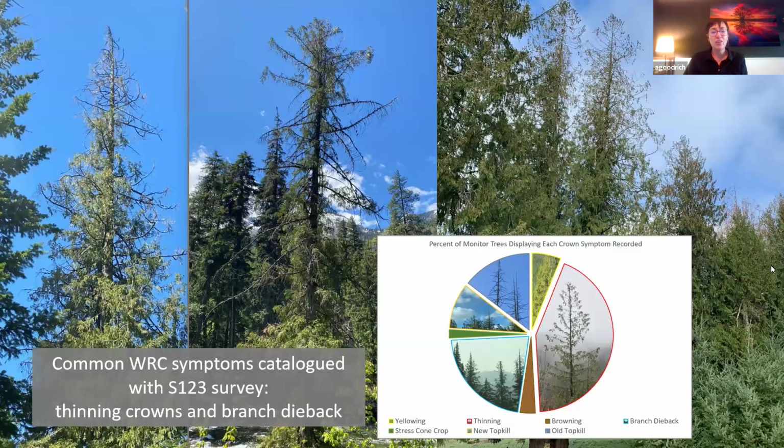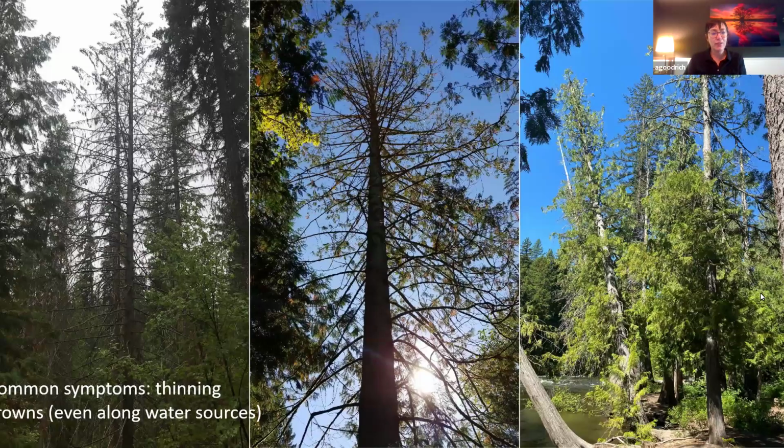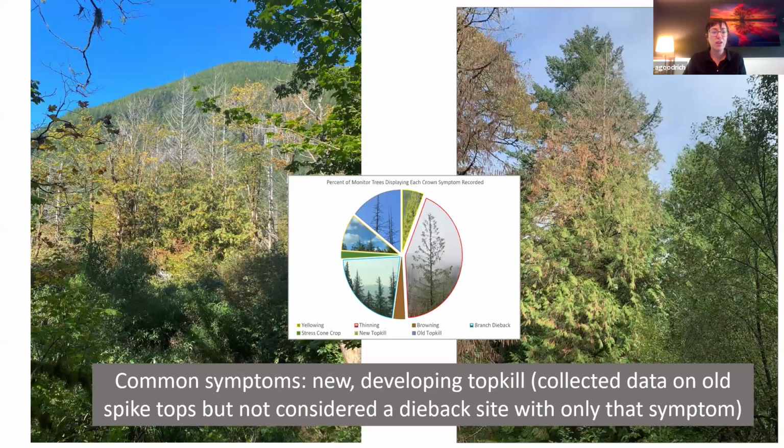One of our goals was to catalog the symptoms of what we saw and see which symptoms were most prevalent, essentially. And by far, our most common symptom was the thinning crown. Sometimes that crown was sort of an outside-in thinning, and sometimes it was more inside out, so it was hanging on to the newer foliage while releasing the older foliage. That thinning was pretty common even along these water sources, where you would think trees had their roots in the water, or access to the water at least.